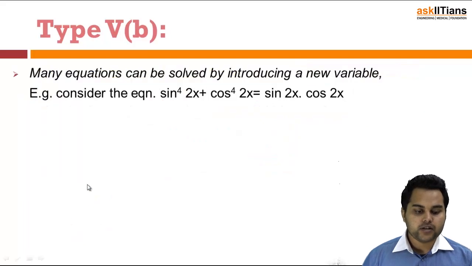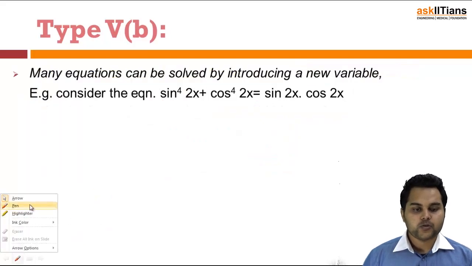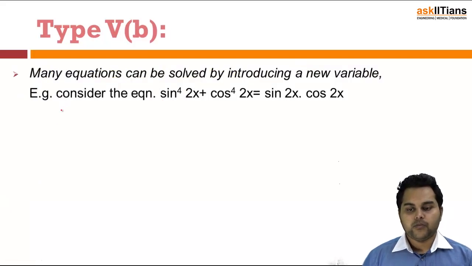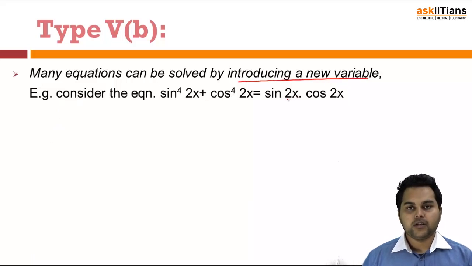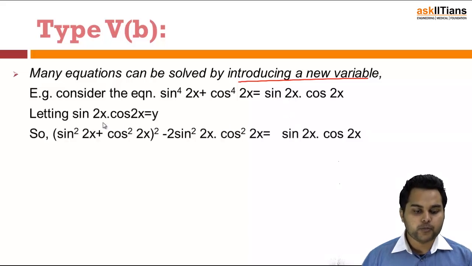Moving on to the next part. The next part is again introducing a new variable. Earlier I introduced sin x plus cos x as t. Here I will be introducing the product of two trigonometric ratios as a new variable, which will be helping us in solving the trigonometric equations.